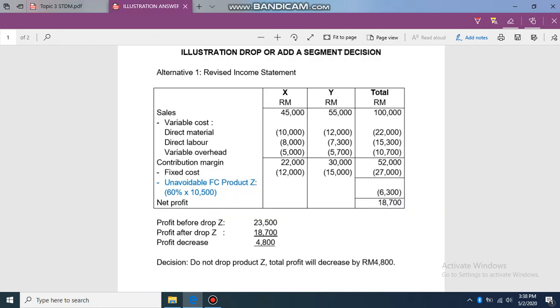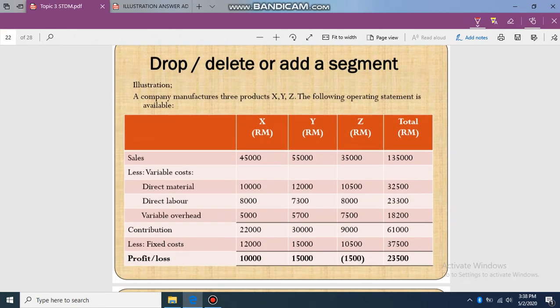So the illustration here, we have three products. The company has manufactured three products, X, Y, and Z. These are the operating statements for the three products. The sales for each of the products minus all the variable costs, direct material, direct labor, variable overhead, to get the contribution margin for X, Y, Z, and in total. Then minus the fixed cost, so fixed cost for each of the products. From here you will see that product Z is unprofitable.